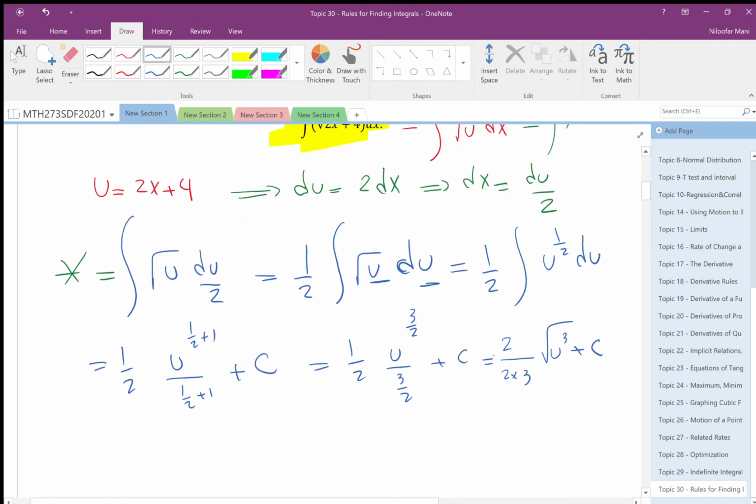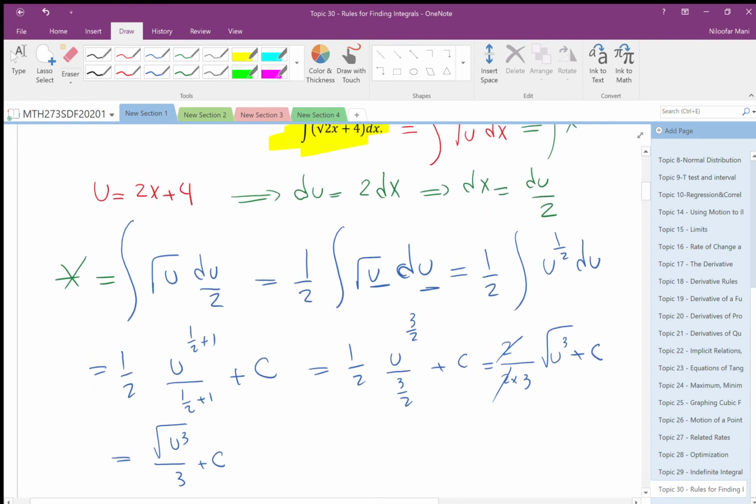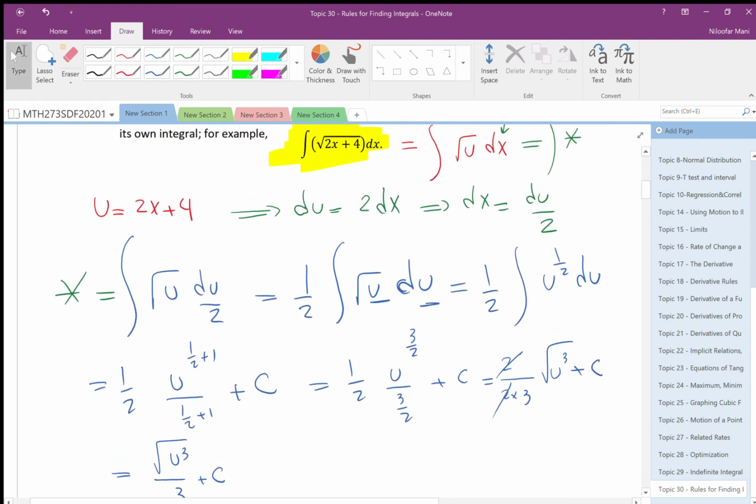I can cancel 2 and 2, and the answer is this guy. Okay? Can I say I'm done? You tell me, but in the question I see x, here I see u. What do you mean? So I say, okay, go back and substitute u. What was u? 2x plus 4. So it is radical 2x plus 4 power 3 divided by this plus c.